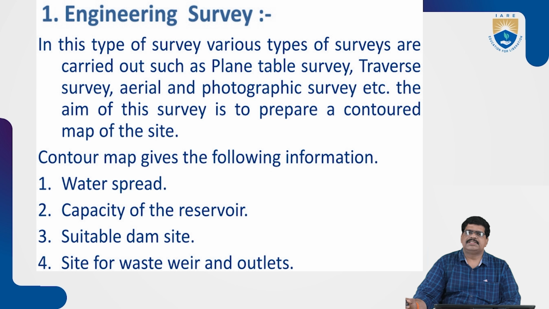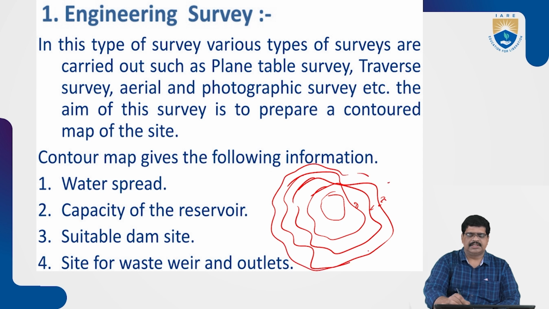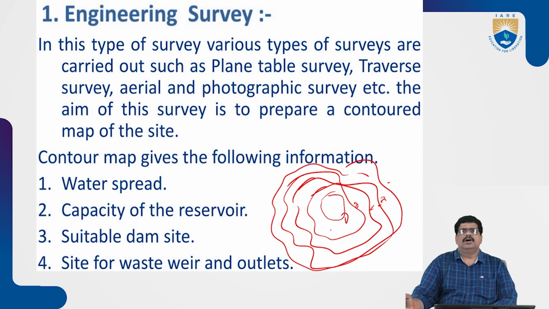Water spread, how much area it can be water spread, and the capacity of the reservoir, and also whether the site is suitable for the dam, and the site for the waste weir and the outlets. These are some of the information that can be known from contouring surveys. Different types of contours at different levels can be provided, like 20, 30, 40. Based on this, you have to take the information by using the software.